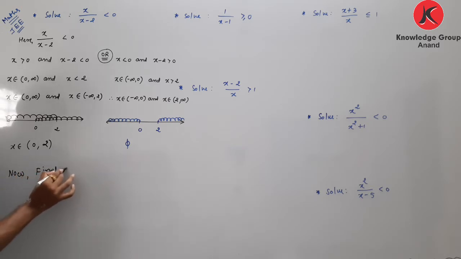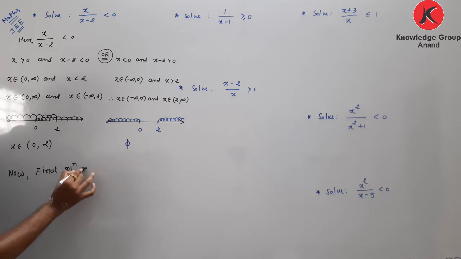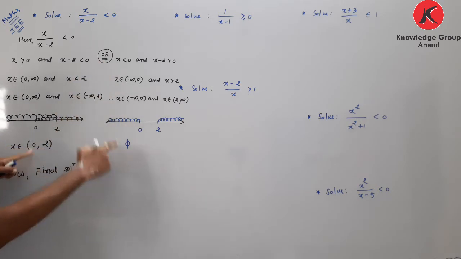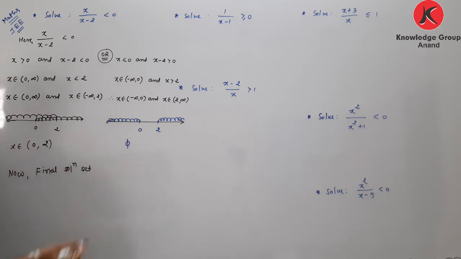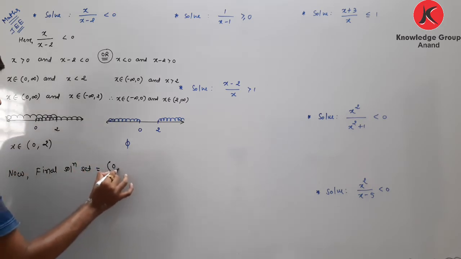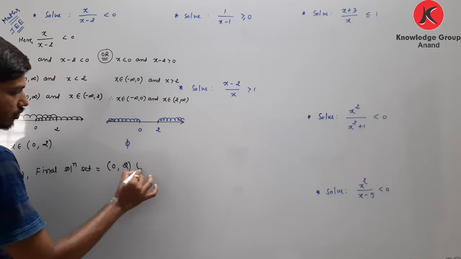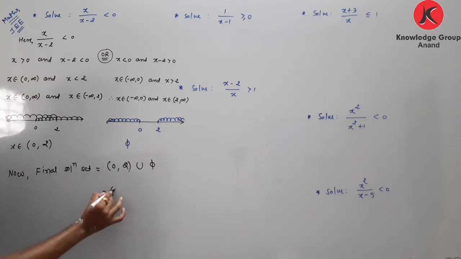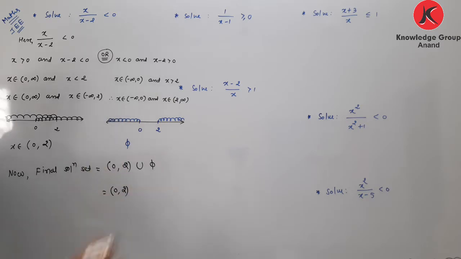The final solution set for this, we know that this or this, that means union between them. The final solution set between them, 0 to 2, union null set, and we want the union operation, then the answer will be 0 to 2 here. So this is the method by using case 1 and case 2.